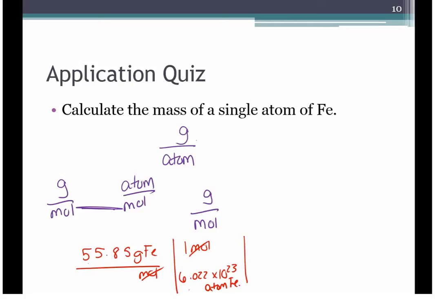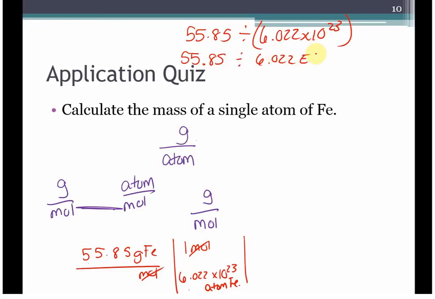That is wrong. The better way to enter it in your calculator is to either have 55.85 divided by parentheses 6.022 times 10 to the 23rd, or 55.85 divided by 6.022 e to the 23rd. Either of these ways that you enter it will tell the calculator the order of operations you prefer, this to be multiplied by 10 to the 23rd before you divide this number by it, okay? You should get something like 9.27 times 10 to the negative 23rd grams per atom of iron.